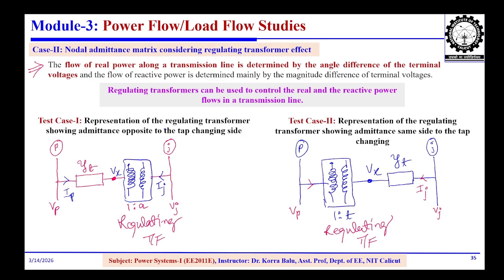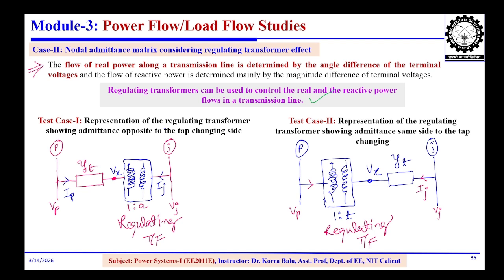So now we'll see the nodal admittance matrix by considering the regulating transformers. So when you are considering the regulating transformer, we'll see two cases, case 1 and case 2. So first, a regulating transformer can be used to control the real and reactive power flows in the transmission line. Okay, by using the regulating transformer in the transmission line, we can control the real and reactive power as well as the voltage level of that particular line. Okay, from bus 1 to bus 2, we can say the sending and receiving buses.